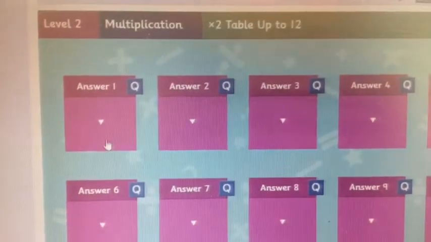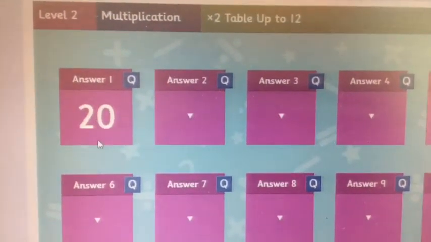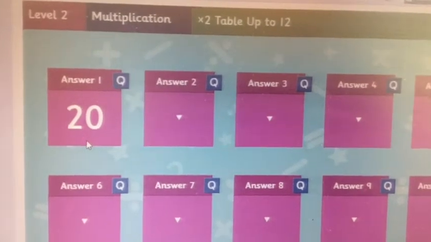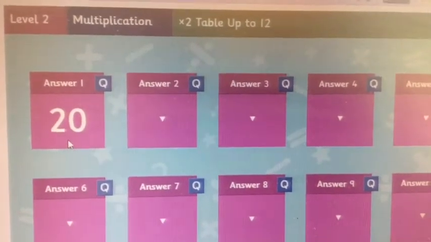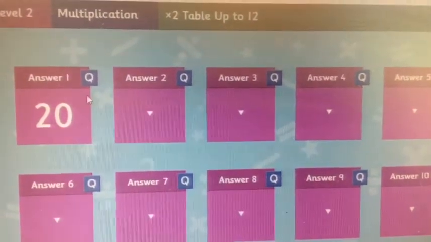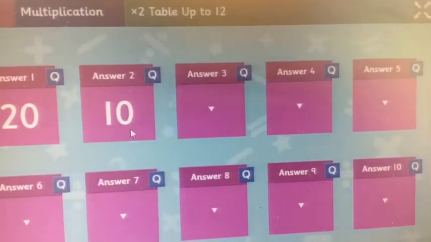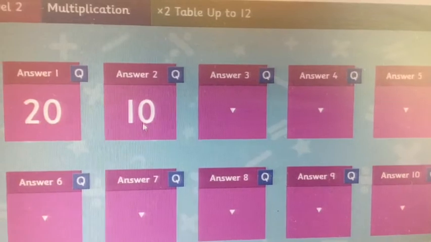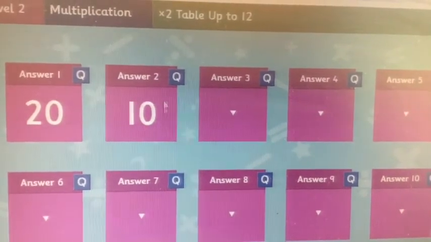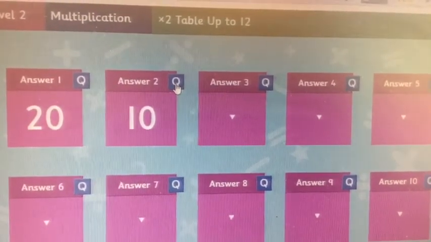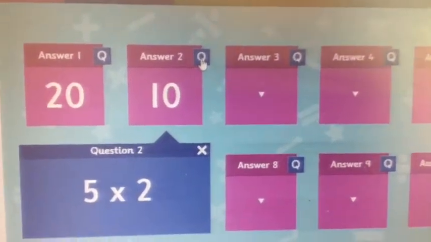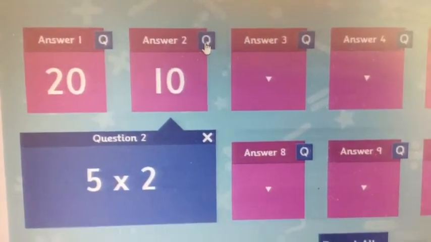Now, when you're checking your answers, look at the answer, but then try and work out the question. How many 2s made 20? Here's the answer. How many 2s made 10? Looking at it visually like this will help you to really remember.